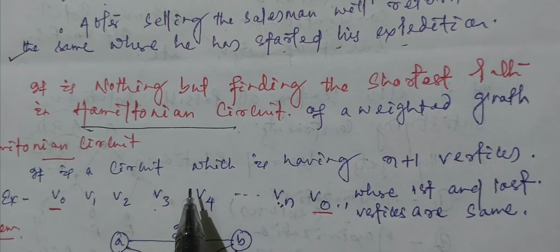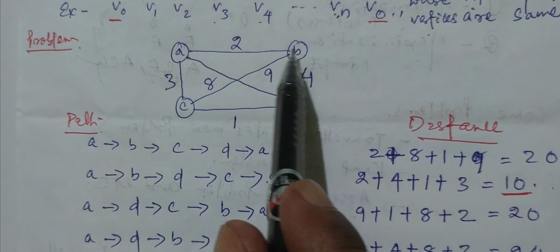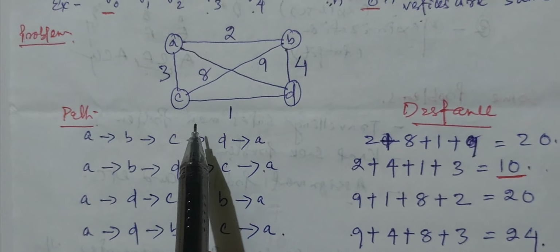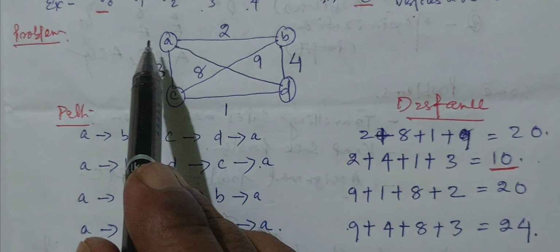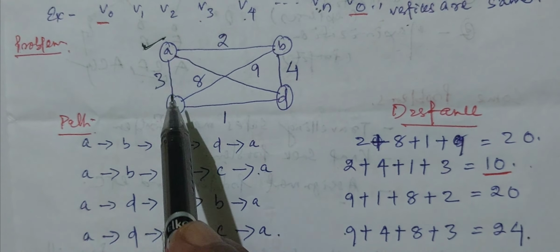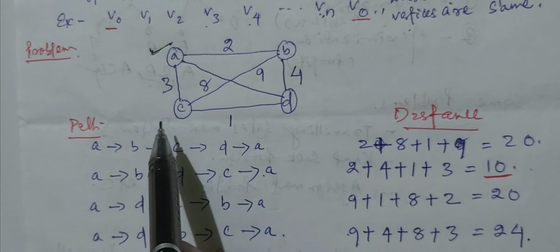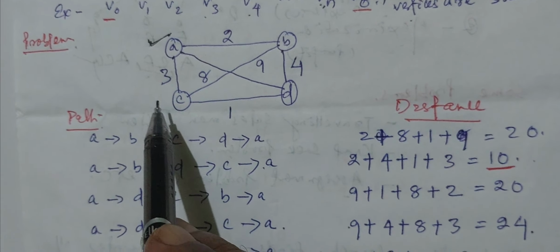One example is there. Suppose these are the cities A, B, C, D, and this is the distance we have to cover from A to B, B to C. This much distance it is covering. So the salesman will think in which way he should start from A, go through all the nodes and reach A with the minimum cost. So we have to find all the possible ways first, then compare, and select the minimum.